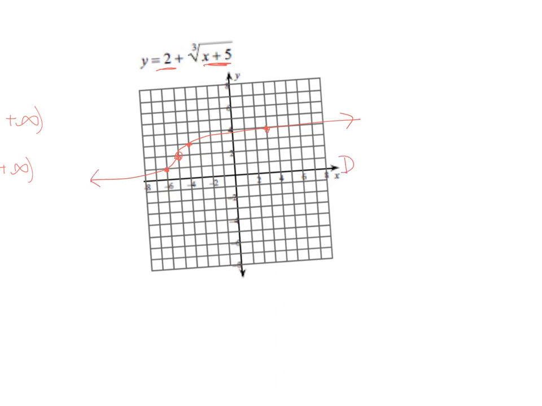That's what I'm expecting. Your domain keeps going forever and ever in both directions, and your range keeps going forever and ever in both directions, as you will see on all cube root functions.